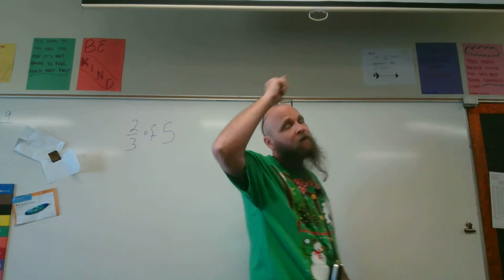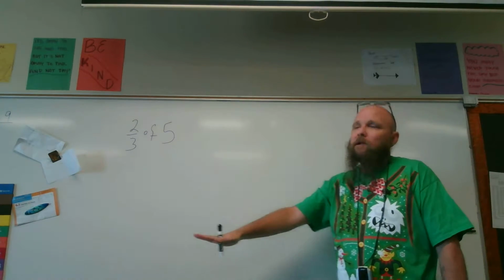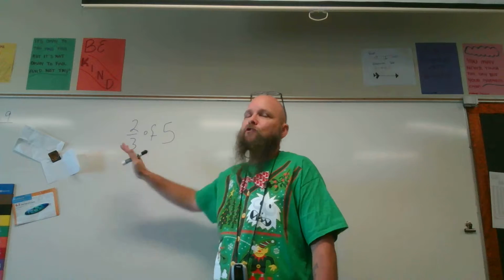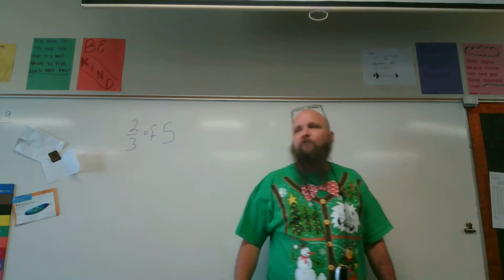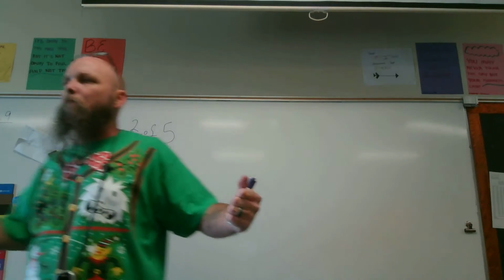If I were multiplying 5 times 1, it would equal 5. But I'm multiplying by less than 1. 2/3 is less than 1. If you have 2/3 of a pan of brownies, you have less than 1 whole pan of brownies.